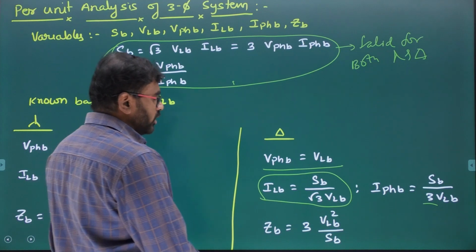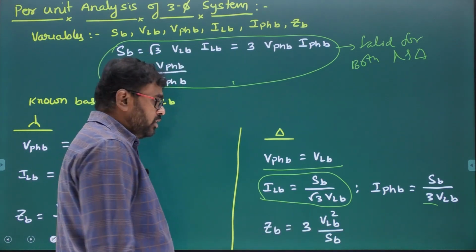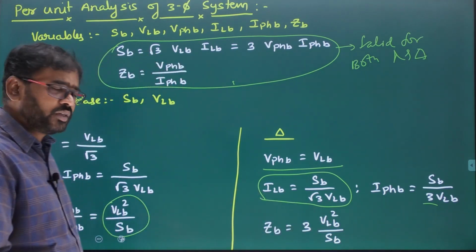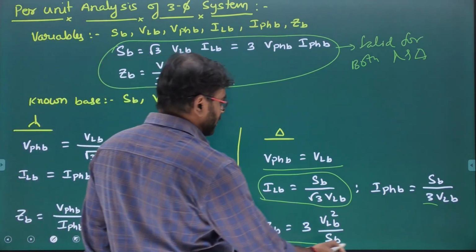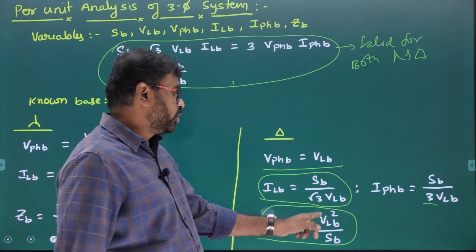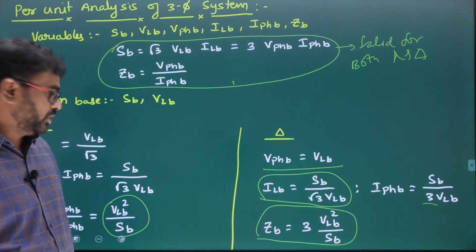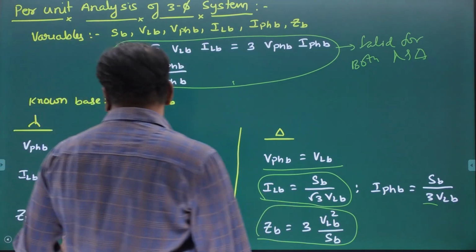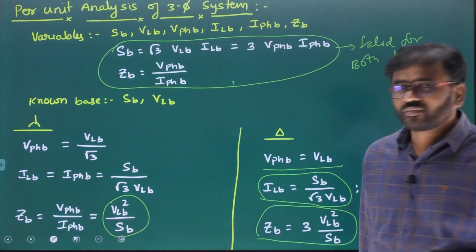Now Z base equal to what? V phase base by I phase base. Okay, V phase base equal to V line base. So that's why if I solve, I get here 3. Careful about this. Z base here is 3 into V line base whole square by S base. But here Z base is V line base whole square by S base.